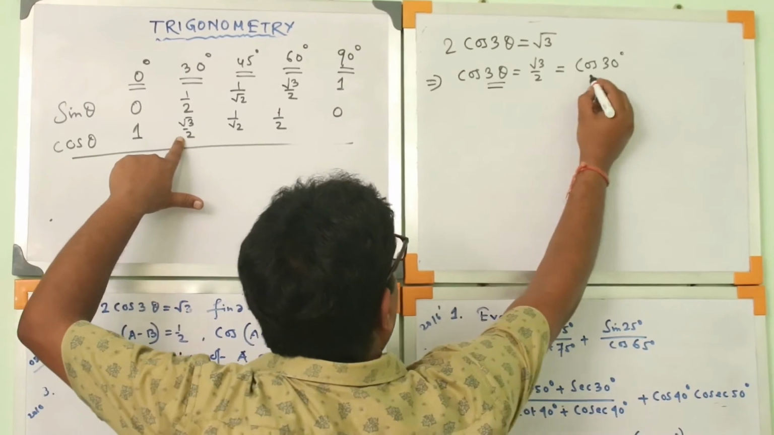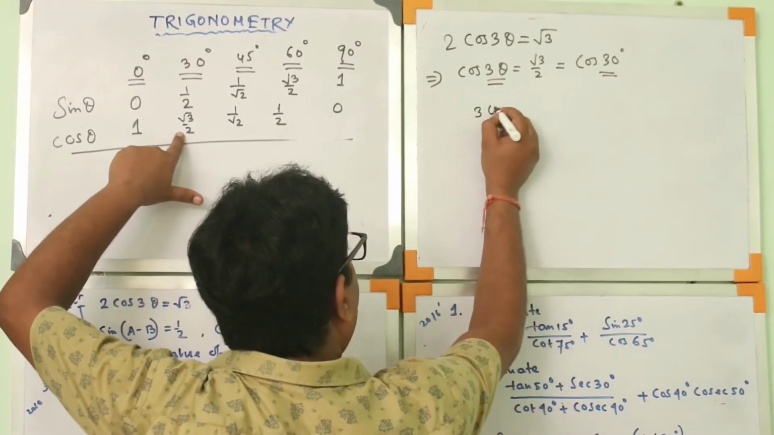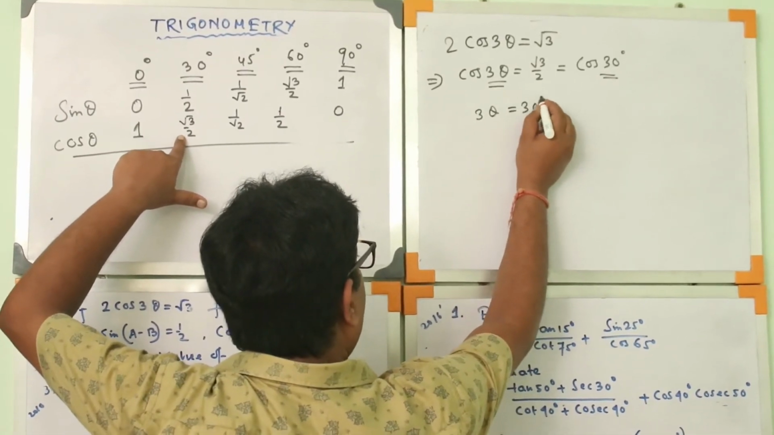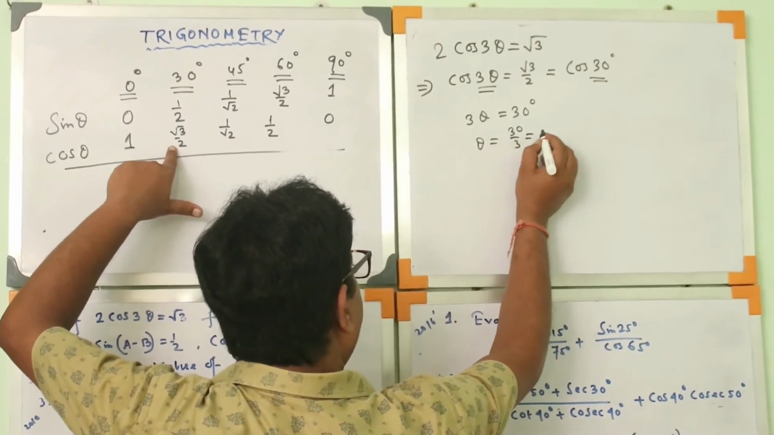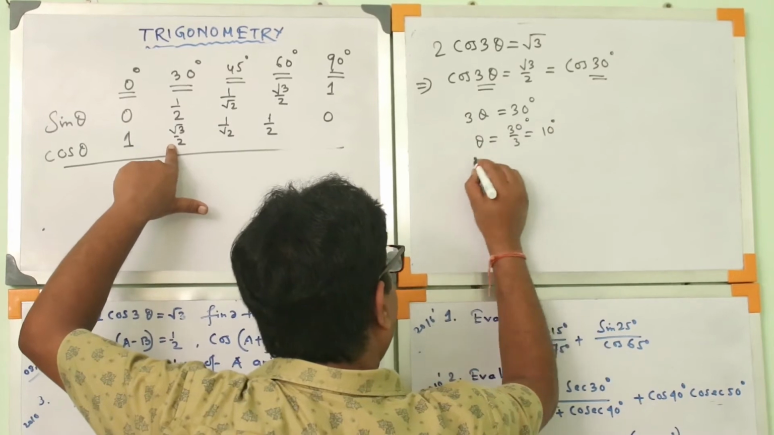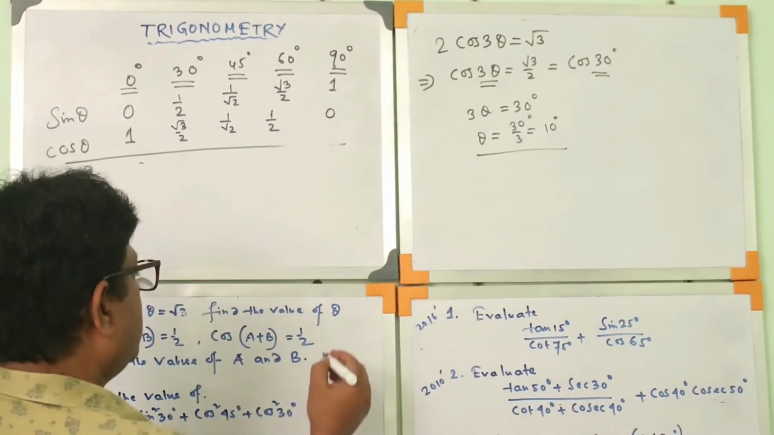So cos 3 theta is equal to cos 30, so we can write 3 theta is equal to 30 degree. What will be the value of 30 by 3? That means 10 degree. The value of theta is 10 degree.